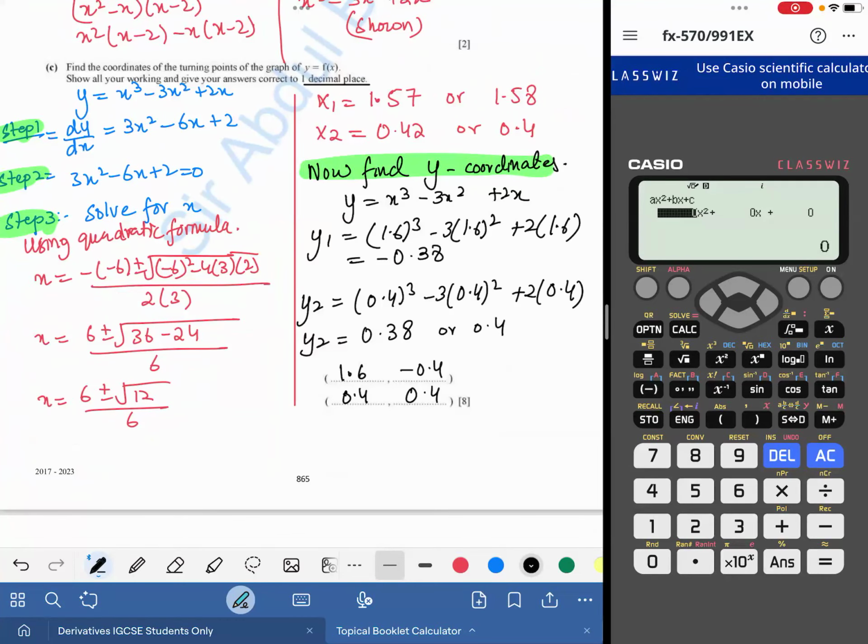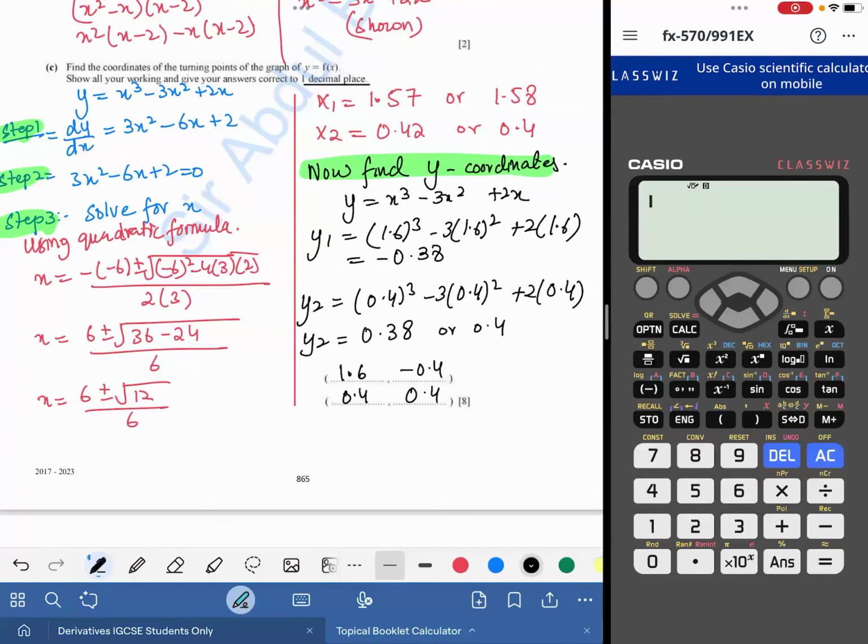The value of A in my quadratic equation was 3. Value of B was -6, and the value of C was positive 2. So pressing equals to, x1 is 3 plus square root 3 by 2, S and D 1.57. So we wrote 1.6, correct answer. X2 is 0.422, 0.4, correct answer.